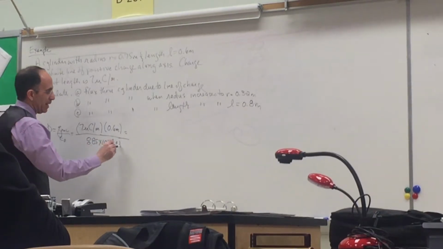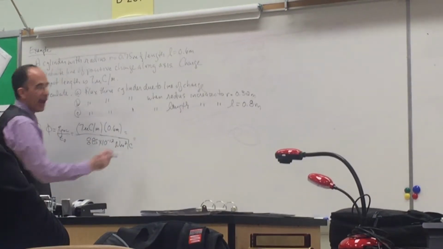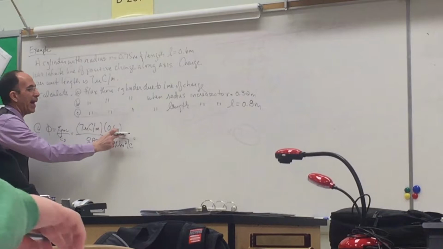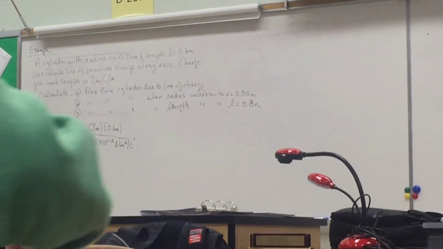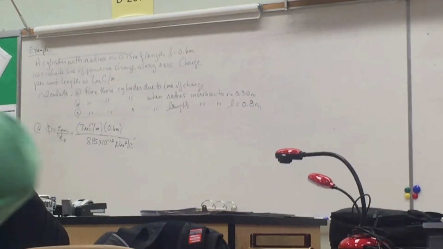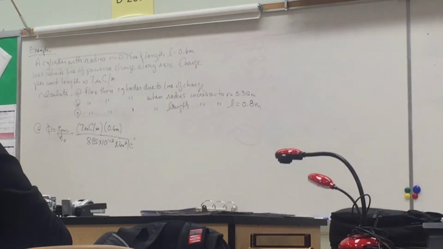Coulomb squared per newton meters squared, and you'll get the answer. And Joe's absolutely correct. K is not epsilon. They're two different things. K is 1 over 4 pi times epsilon naught.